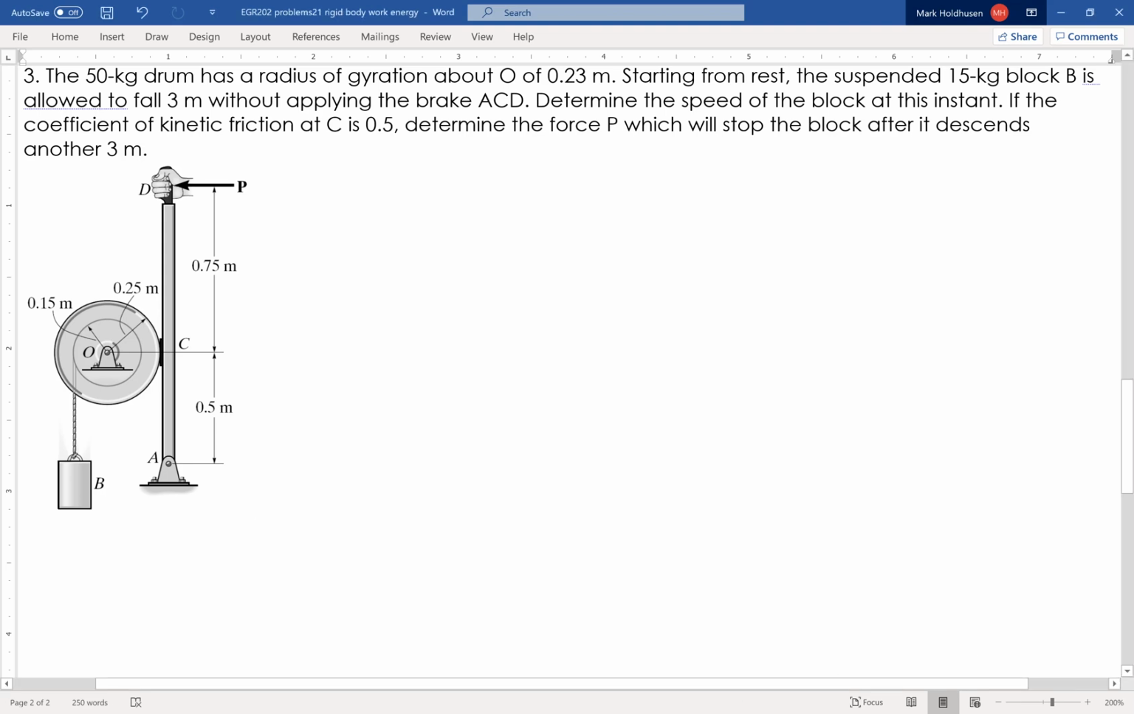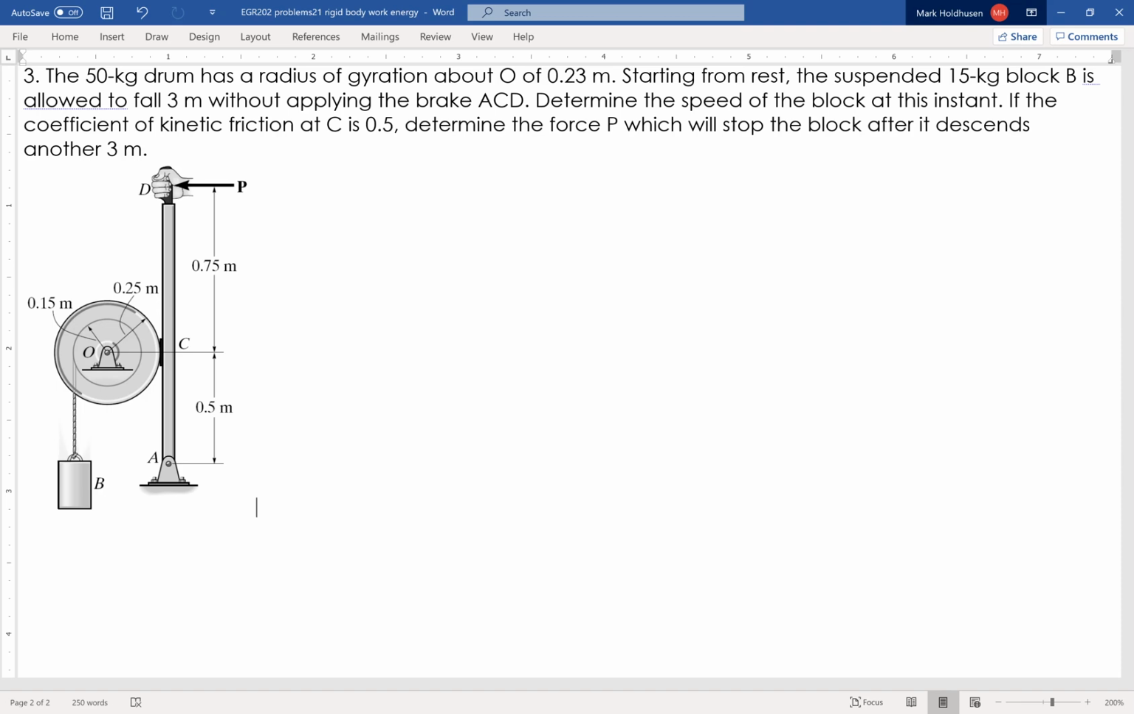Okay, so I've got a drum, rate of gyration, mass, starts from rest, block falls down 3 meters. Okay, I want to find the speed at that instant. At that point, I push a brake on it, it falls another 3 meters, and I want to find how much force I have to put on it so it stops after 3 more meters.